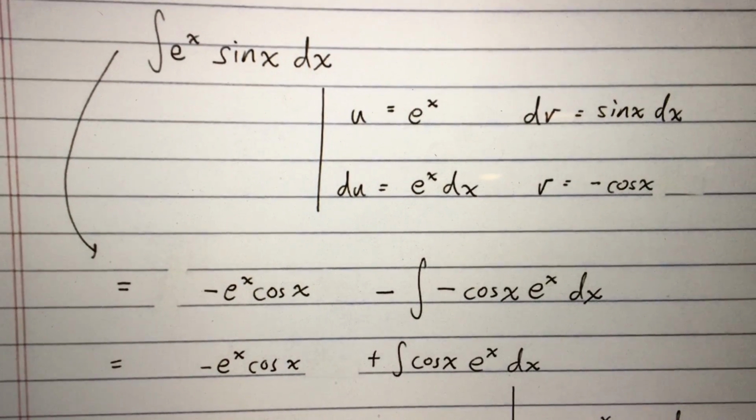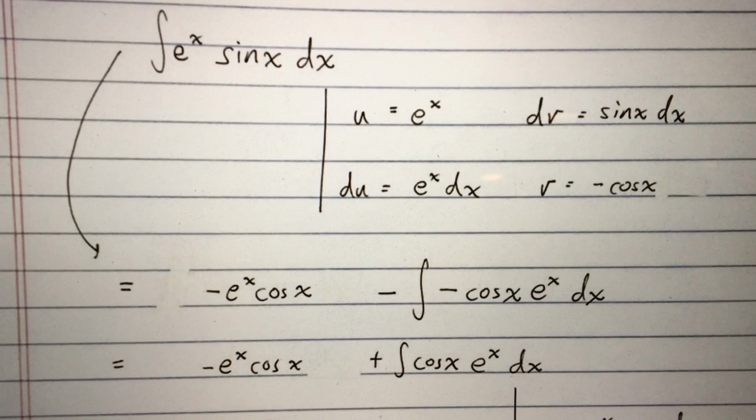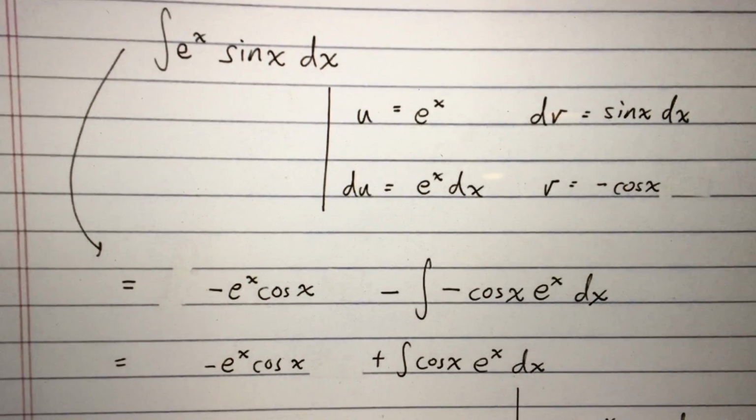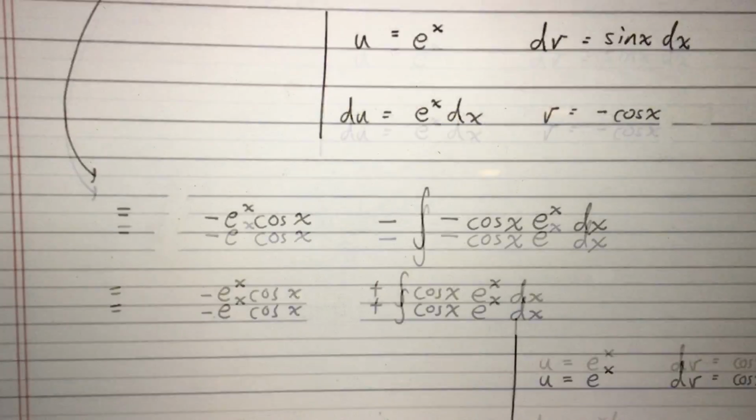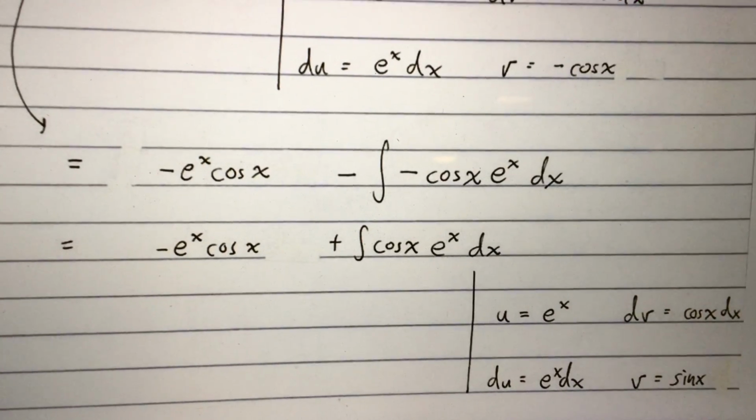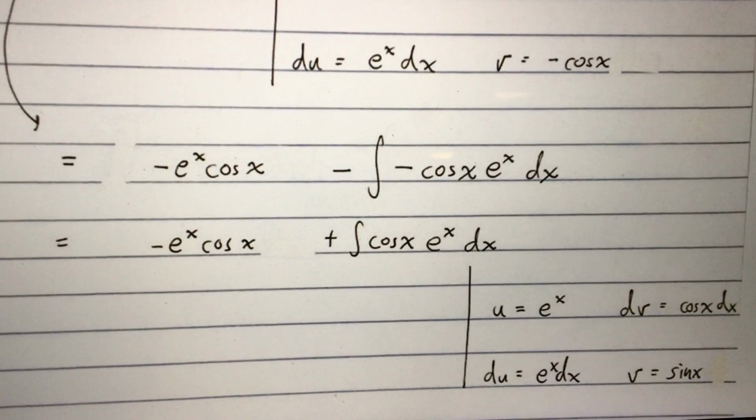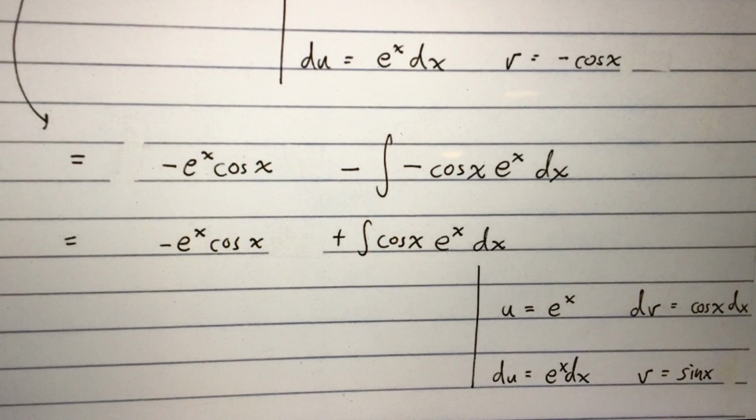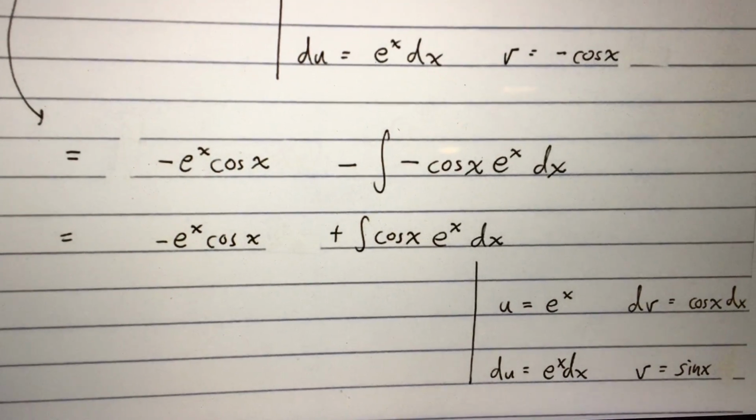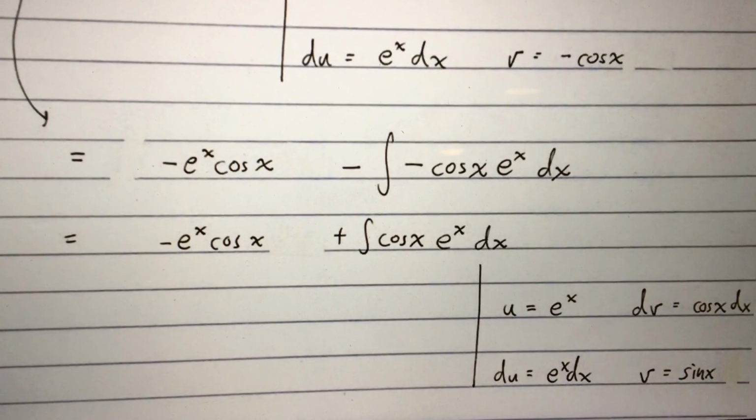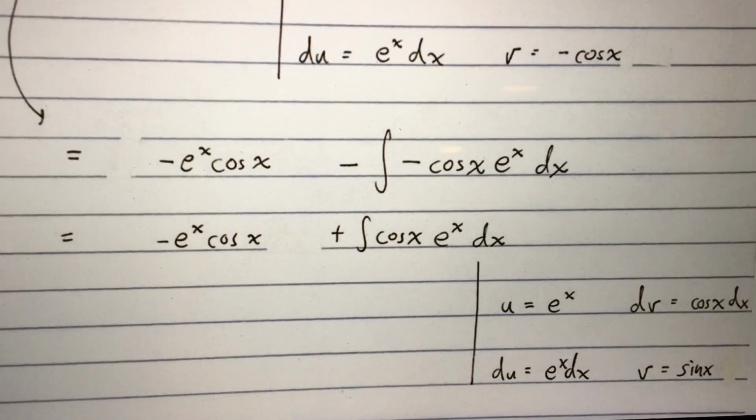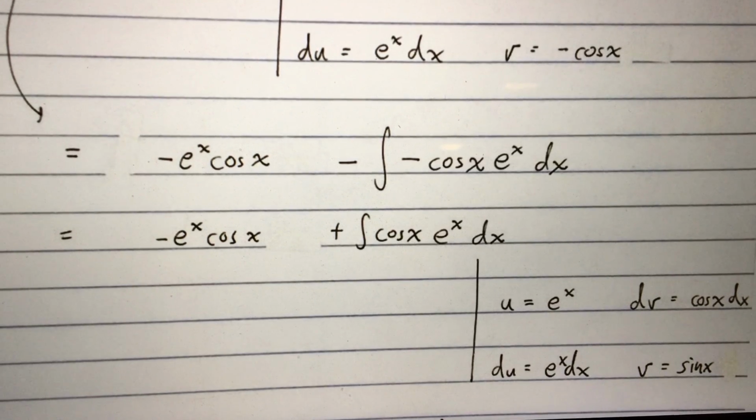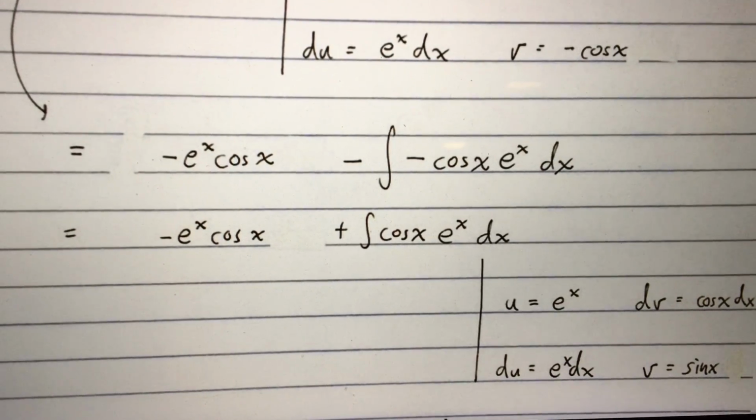Alright, so in this problem, it looks like we haven't really gotten any farther yet because we still have an integral with the e to the x and a cosine x. So, yep, it's time to do another integration by parts. This time we stick with the same strategy. Let u equal e to the x and dv equals cosine x dx. This time the antiderivative of cosine is sine x, and the derivative of e to the x is itself again.